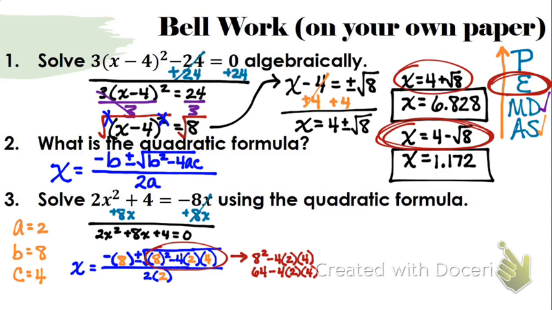When we multiply things, we can only multiply 2 things at a time. So I'm going to do that here. What's 4 times 2? 8. So I have 64 minus 8 times 4. What is 8 times 4? 32. So I have 64 minus 32. What is 64 minus 32? 32. This is what's going to go underneath the radical.